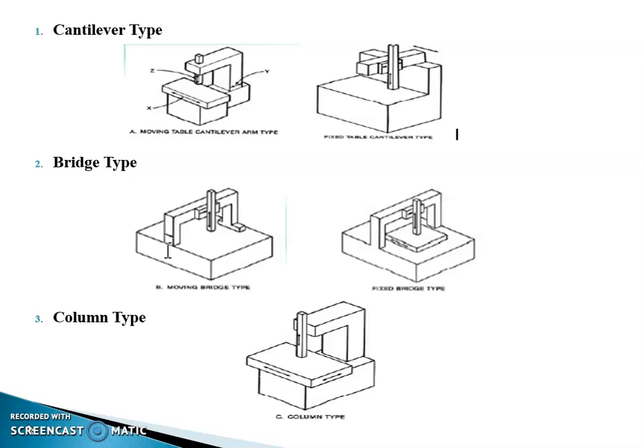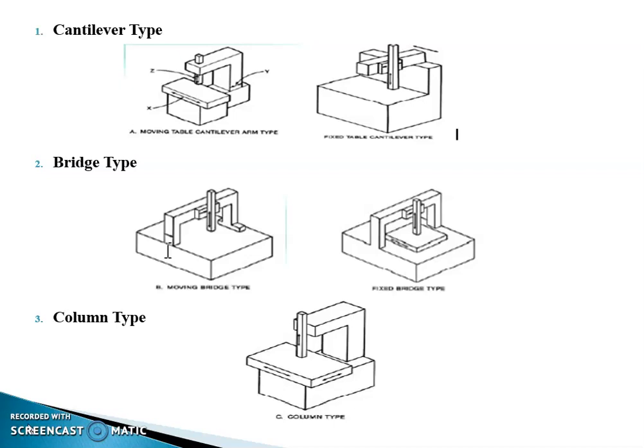The bridge type configuration provides a more rigid construction which ensures high accuracy, and it is the most popular configuration. The presence of the bridge on the machine base makes it more difficult to load parts larger than the distance between the two sides of the bridge.